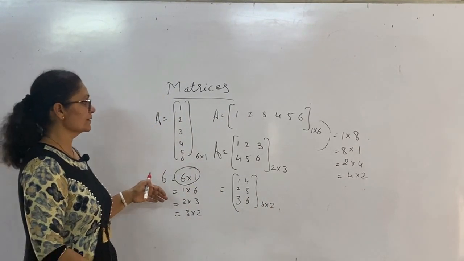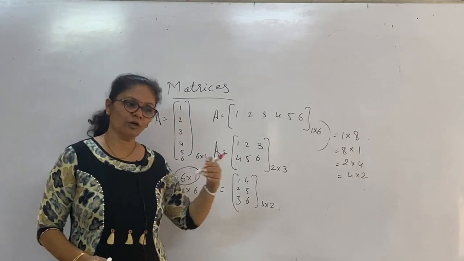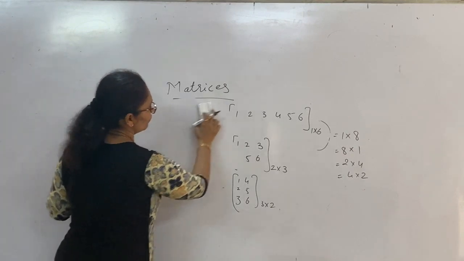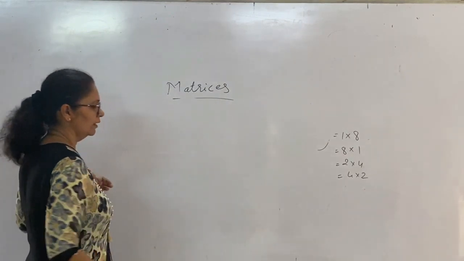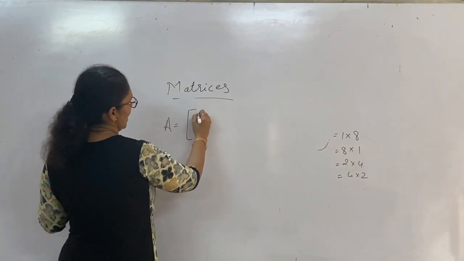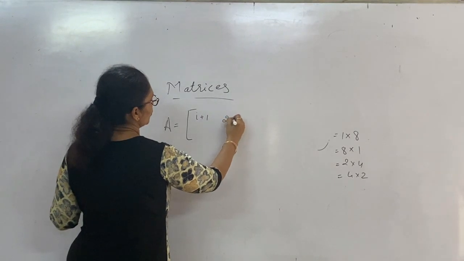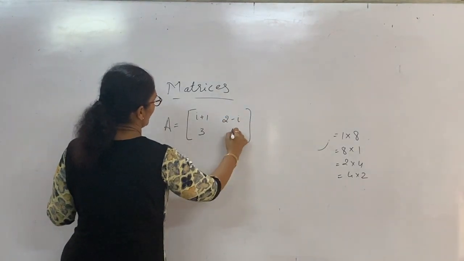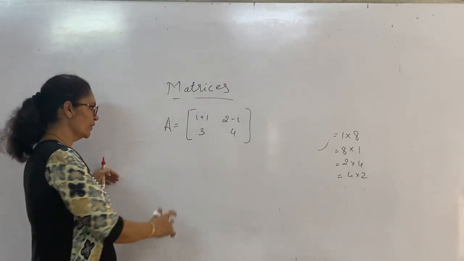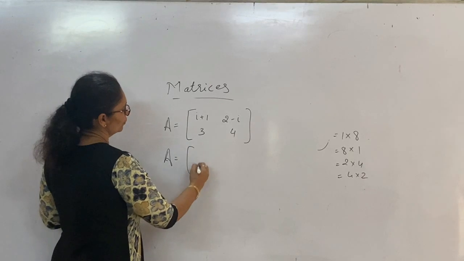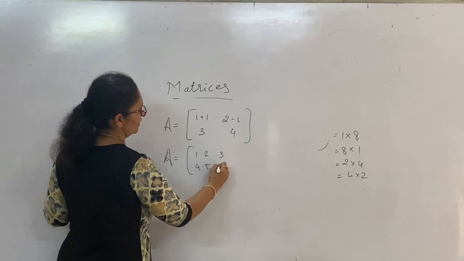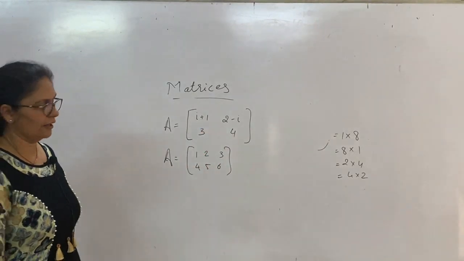Now in a matrix, we can take not only real numbers, we can take complex numbers also. But as far as your textbook is concerned, we have to solve the sums with real numbers only. I give you one example with complex numbers also. Suppose i plus 1, 2 minus i, 3 and 4. Now this is a matrix with complex numbers. But usually in your textbook, we have to do matrices with real numbers only. So we will solve with real numbers only.